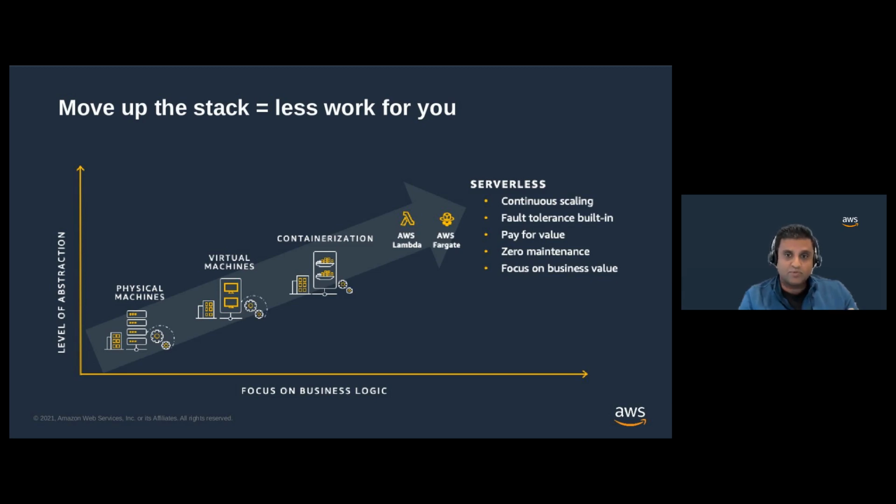A little bit higher in the abstraction layer, we have containers, which is highly scalable, distributed in its architecture, but still you'll need to maintain the hardware. As you can see, as the level of abstraction increases, you're able to focus more on the business logic. With that, finally, we have serverless. With serverless, you do not maintain any hardware, no OS patching, no upfront hardware resource planning required. You are able to focus on the business value. It is fault tolerant, you pay for the value, and it's highly scalable.